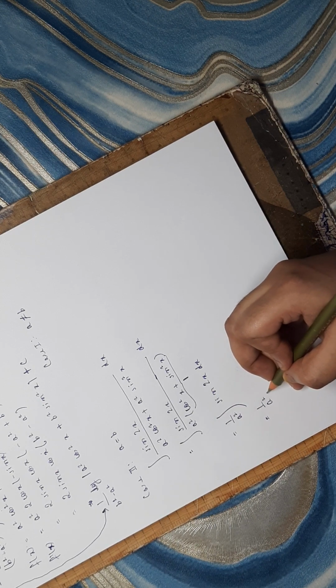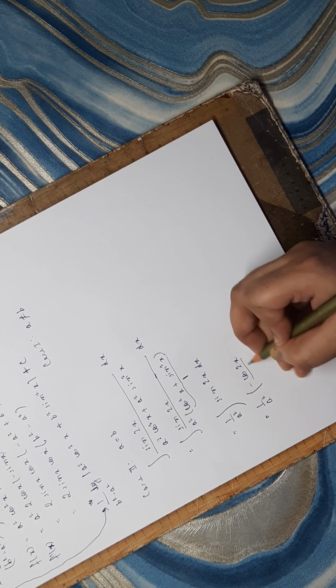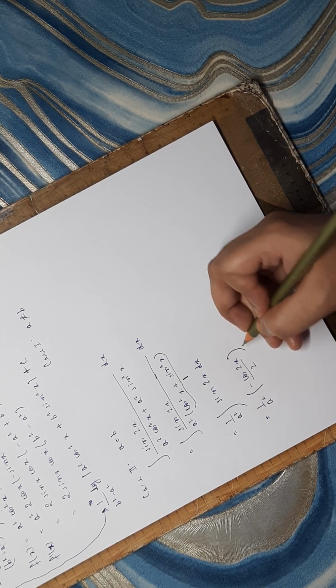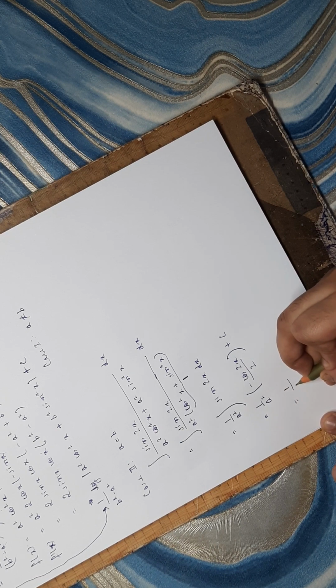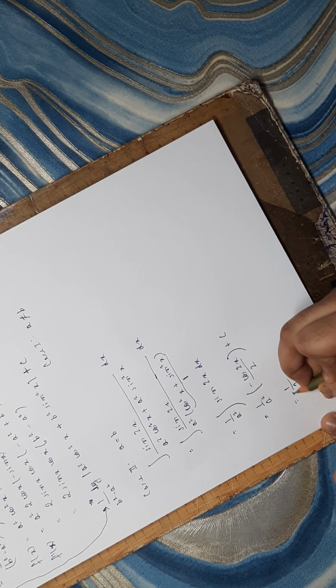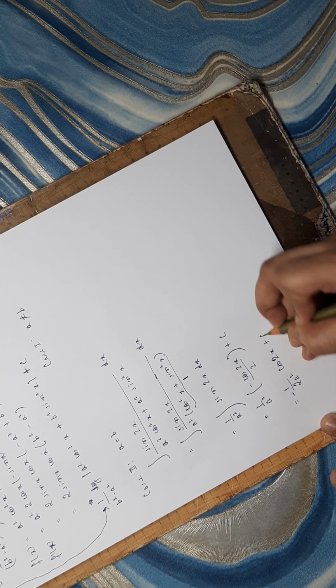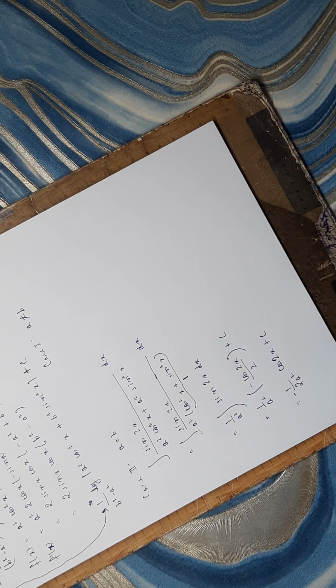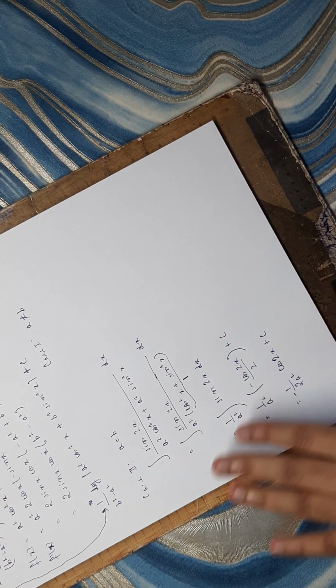What is the integration of sine 2x? Nothing but minus cos 2x by 2, right? Plus c. To make it look a bit better, I can write this as 1 by 2 a square minus 1 by 2 a square cos 2x plus c. So this is the answer for this particular question.